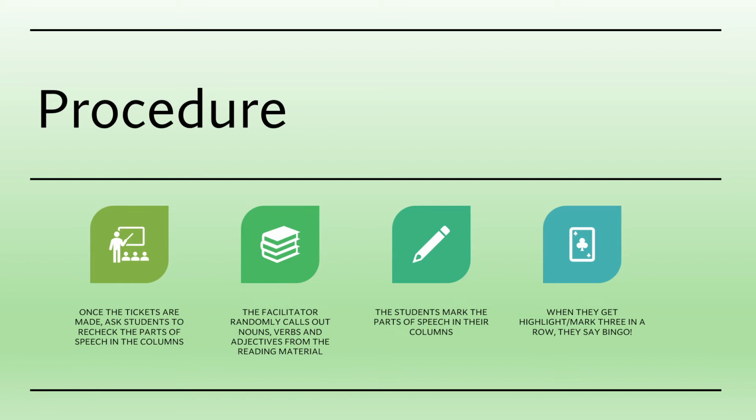When they get 3 highlighted words in a row, that is to say 1 noun, 1 verb, and 1 adjective in a row, they say bingo. You recheck their ticket to see that they've got the words correctly in the right columns, and if it's correct, they win the game of bingo. Now you can play this multiple times. This is only one round of bingo. You can have the other students play many more rounds so that you have multiple winners and the students get more practice and they get to complete their bingo tickets.